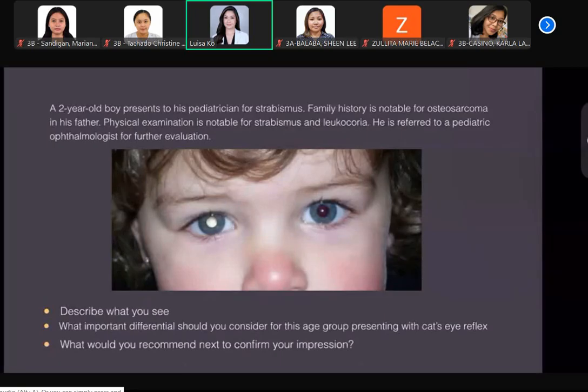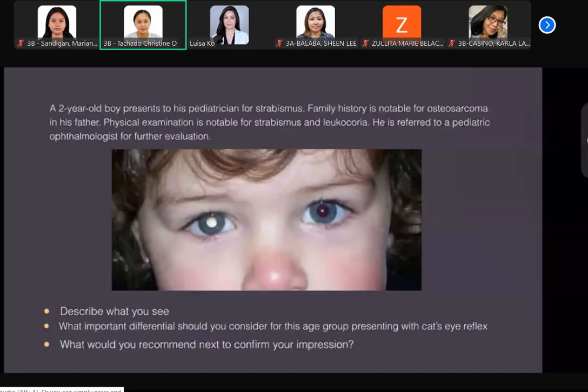Say you're rotating in ophthalmology, or you're assigned in the far-flung barangays where you don't have a nearby ophtha, but you have some access to laboratories, what would you recommend to confirm your impression? You're thinking, oh my goodness, this age group, leukocoria, I want to do something before I send the patient to the city. So what do you want to request first? Okay, you can do a B-scan ultrasound. What else?